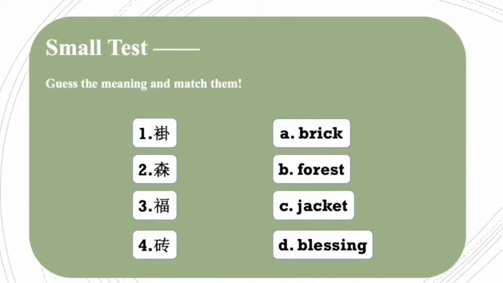Okay, here's the test for you. We previously learned the stone radical and the wood radical. So today, you need to guess the meaning of these four characters. Guess the meaning and match them. I believe your smart brains will figure that out easily.